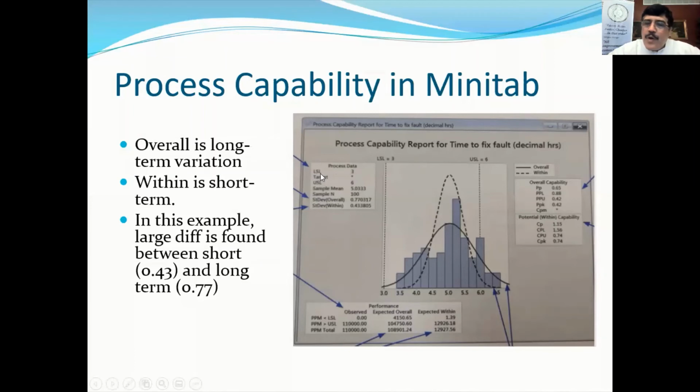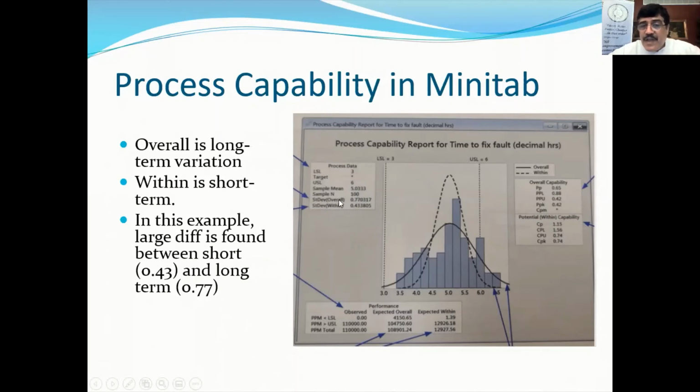You're giving it your lower specification limit. That's the minimum you want your data to be in. And you're giving it your upper specification limit. That's what USL means. And this is the sample mean. The software will calculate it for you. It will calculate the average. And this is the sample size, which is N. Let's say you took 100 points and you plug them into the software.